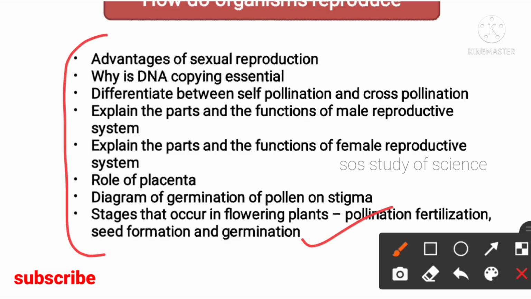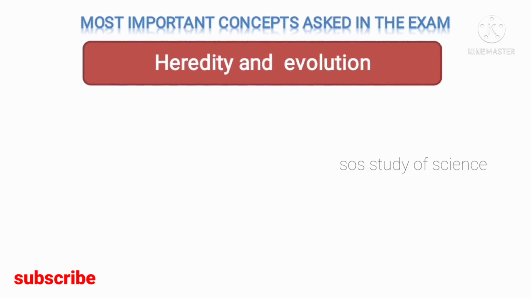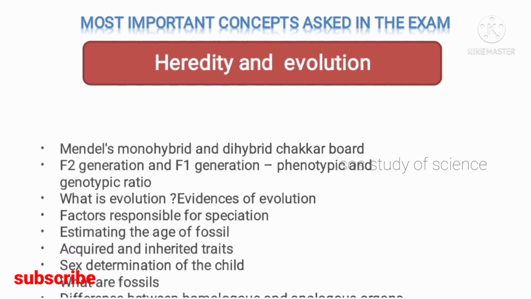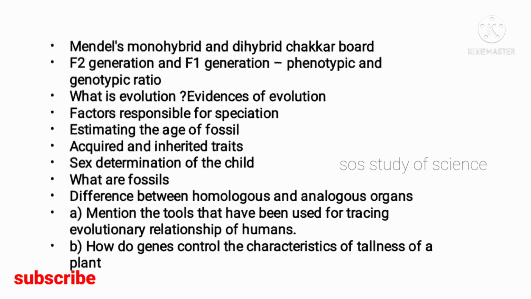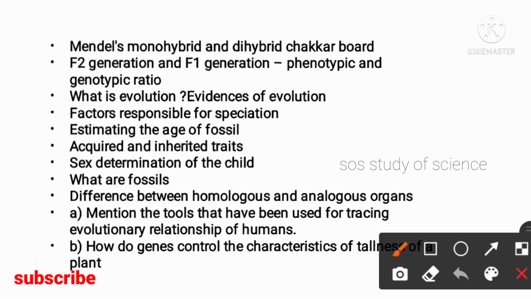Let's go to the next lesson. The next lesson is heredity and evolution. If we look at heredity and evolution, some of the important concepts that are frequently asked are, and you can also expect these questions. First and foremost, I think you know how to write Mendel's monohybrid and dihybrid checkerboard, the F1 generation and F2 generation, and the phenotypic and genotypic ratios of both monohybrid and dihybrid.